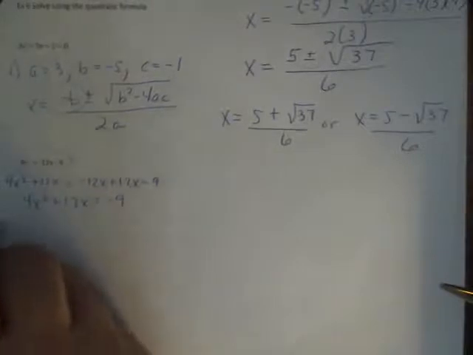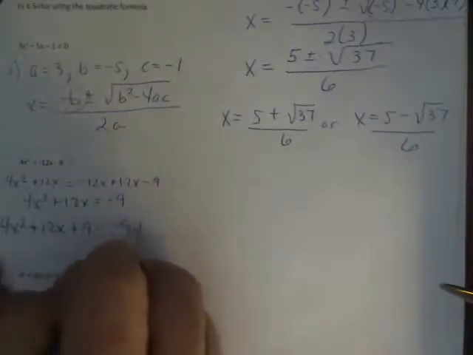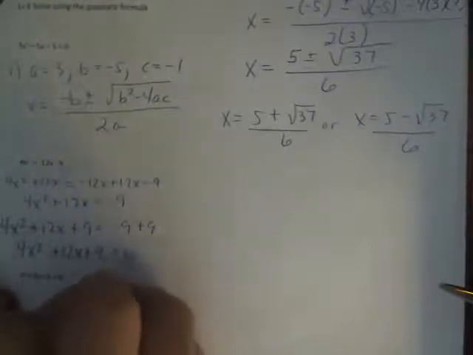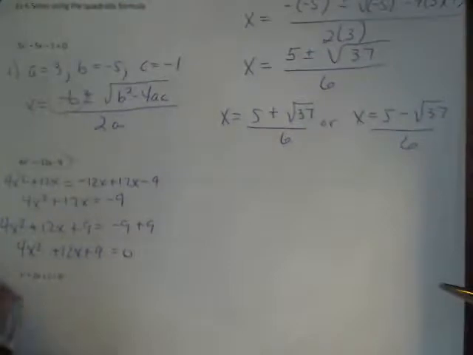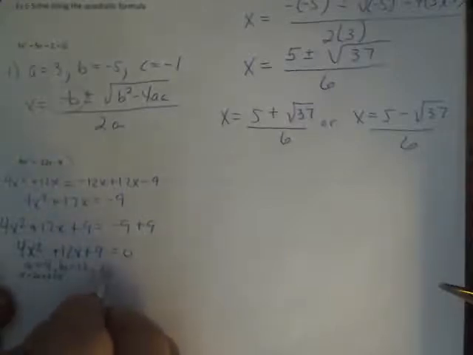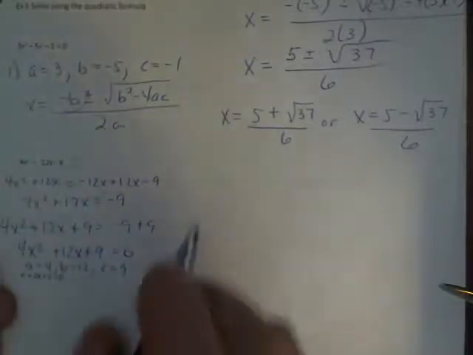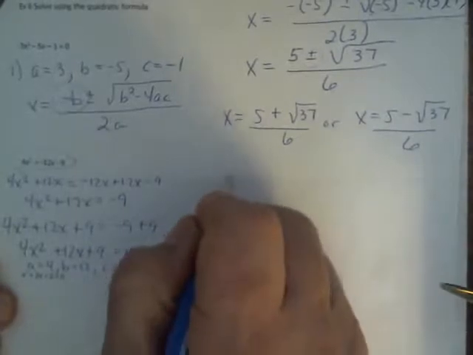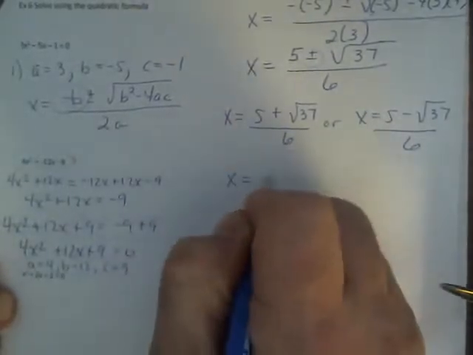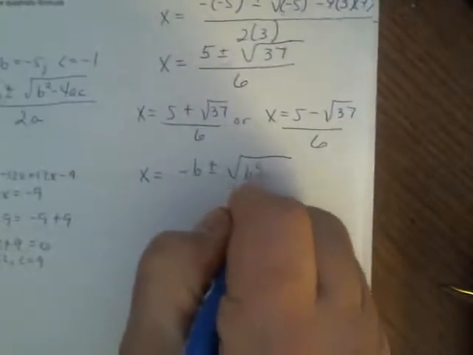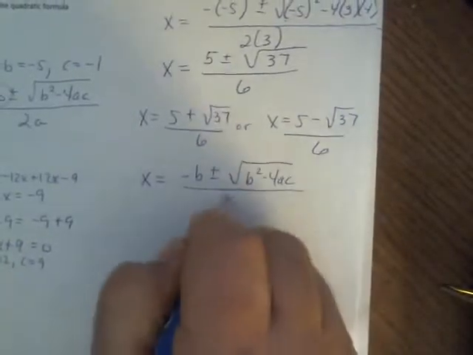Got to bring that negative 9 over to the other side. So I'm going to add 9 to both sides. So now I've got my equation in the proper format. I know that a is 4, b is 12, and c is 9. Using the quadratic formula, I've got x is minus b plus or minus the square root of b squared minus 4ac, everything over 2a.